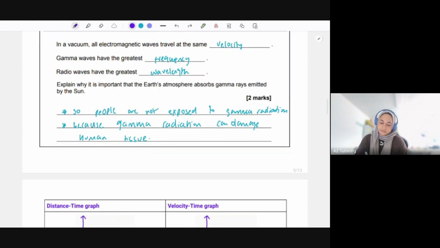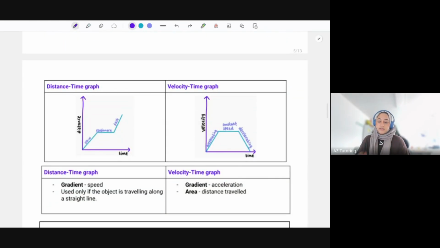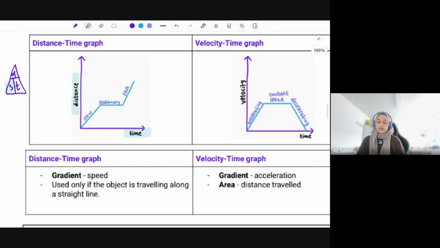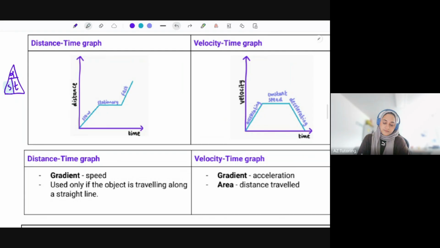Okay, let's continue. Distance time graphs and velocity time graphs. Make sure you know the difference between each of them. So in a distance time graph, the gradient is speed, because if you have a look at your equation sheet, you should be aware of distance, speed, and time. So you can see speed is distance divided by time, y-axis divided by the x-axis, so gradient is speed.